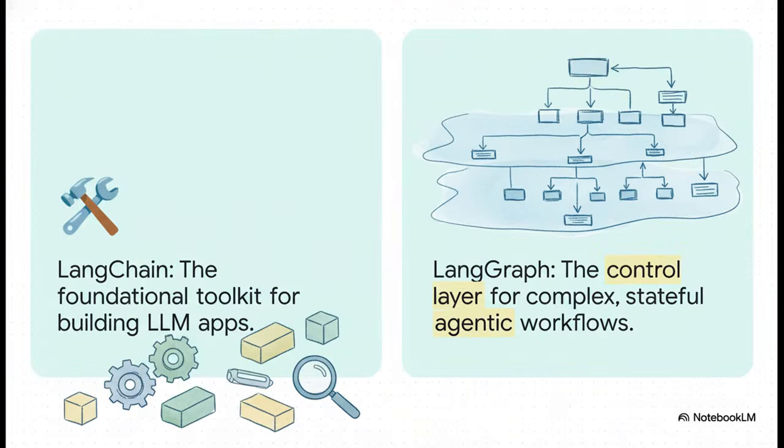So, look, if you remember just one thing from all this, let it be this. LangChain is the foundational toolkit. It gives you all the essential pieces you need to build. LangGraph is the control layer you add on top when your app's logic gets too complicated for a simple straight chain. It's not about one versus the other. It's about using the right tool for the complexity of the job.